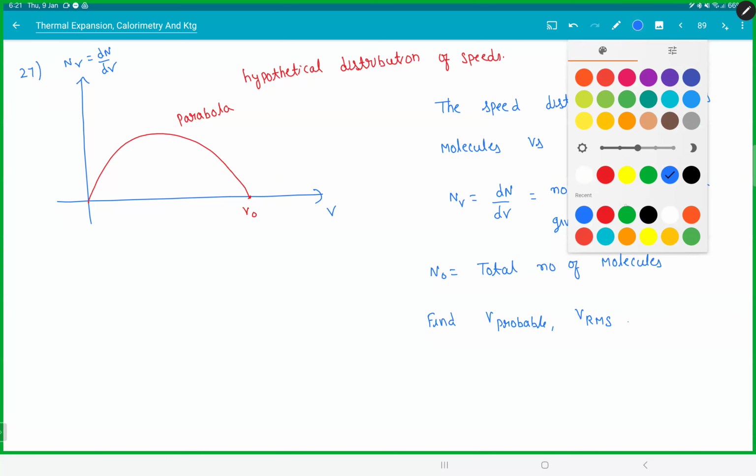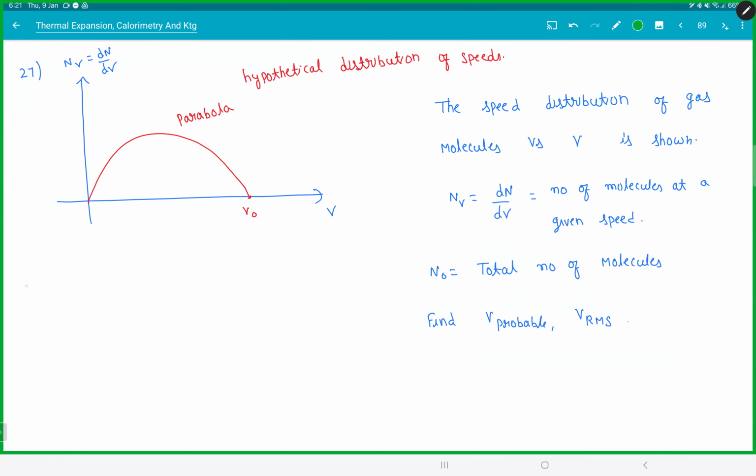Now, in case you don't know what a parabola is, this is the general equation of a parabola, everyone, which is a quadratic equation. In the exam they won't tell you this, they'll expect you to know this, but for now I'm giving it. It is of the form y is equal to ax square plus bx plus c. So in our question, dN by dv will be a into v square plus b into v plus c.